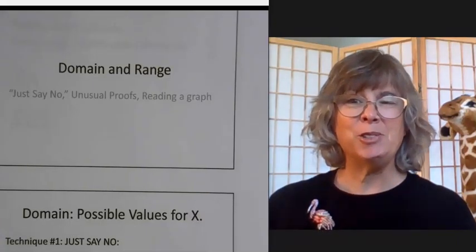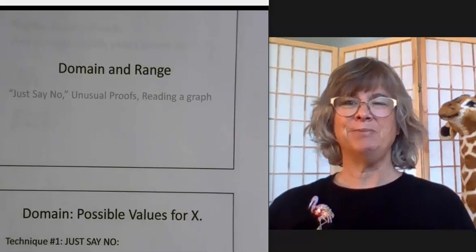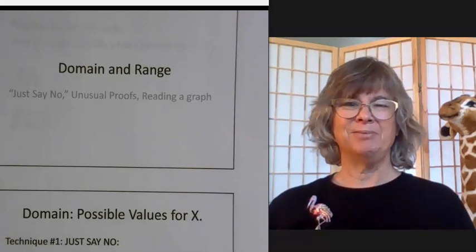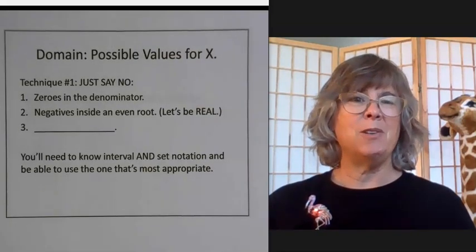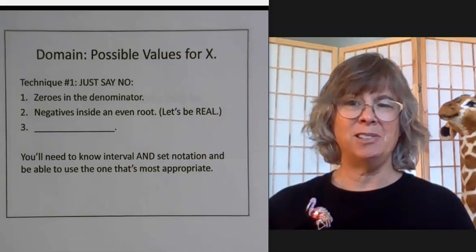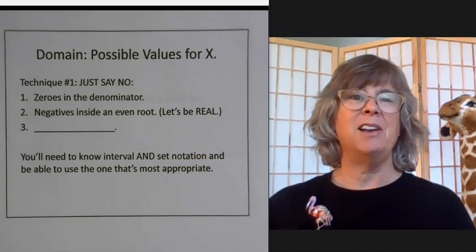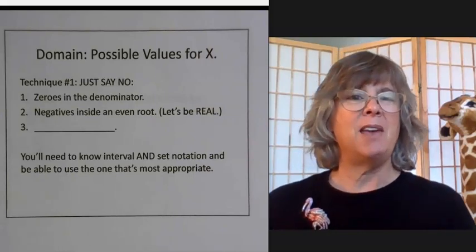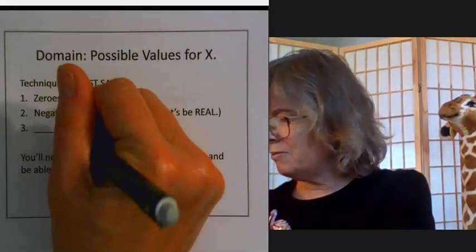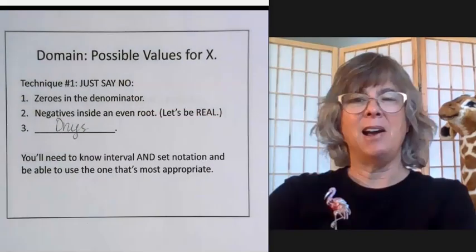So here we always said just say no to three things. What are those three things? See if you remember. But if you had the PowerPoint in front of you, you knew already. Just say no to zeros in the denominator, negatives in an even root. Let's stay real. We did look at complex numbers and imaginary numbers, but let's keep the numbers real. And what's the third? Drugs.